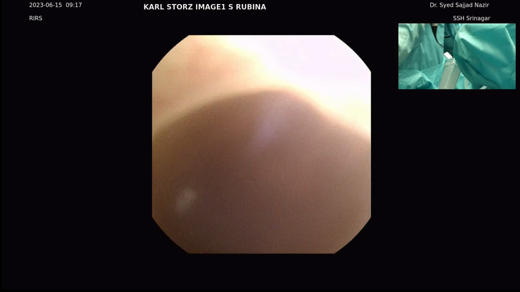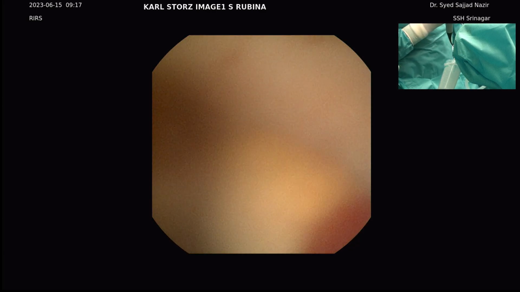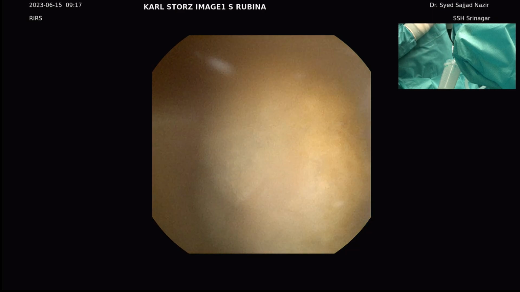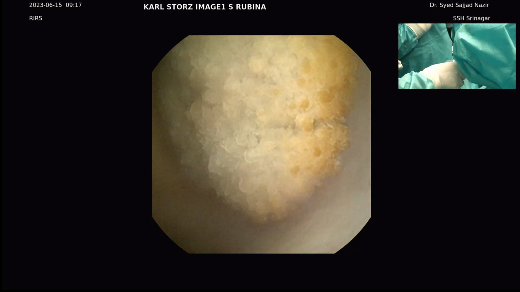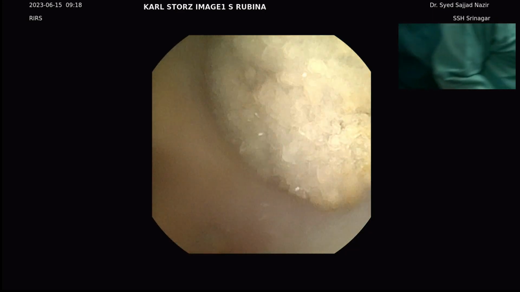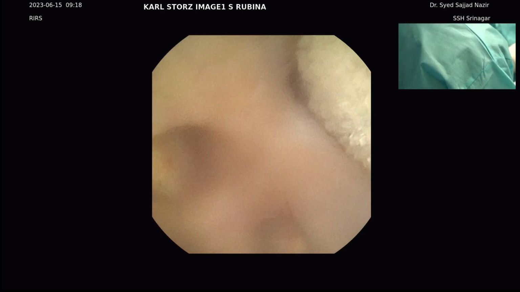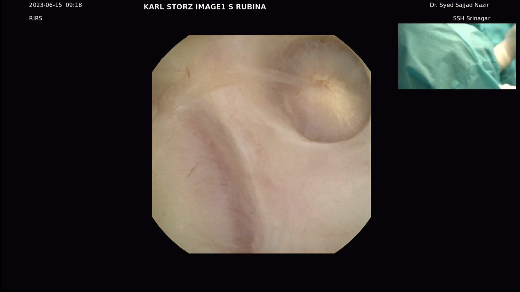So this is a PUJ area. So this is a PUJ. Now I'm going into the kidney. See, this is a stone. So this is a stone which is in the middle calyx. These are the inferior calyx.